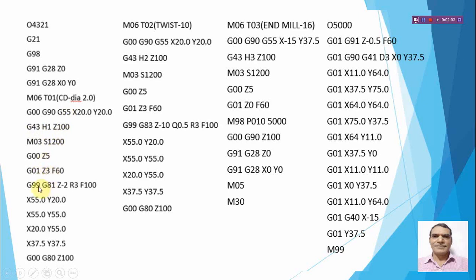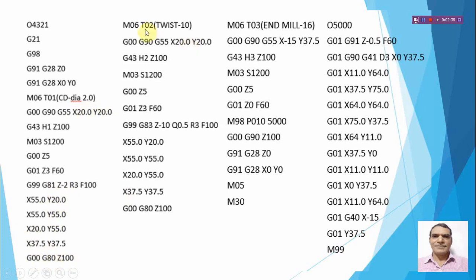Simply write down the syntax G99, G81. G81 is a spot drilling cycle. This is the syntax for spot drilling, Z, R, F. This is the maximum depth, retraction, and feed rate. First we are writing the X value, Y value here, that is the positioning point. After writing the syntax, we are giving the X value, Y value for the remaining 4 spots. Then cancelling the cycle by using G80.